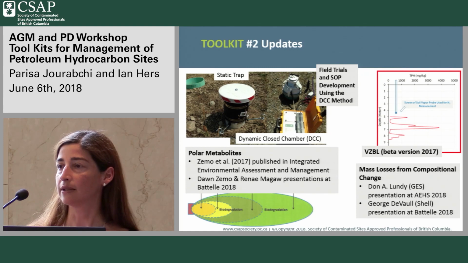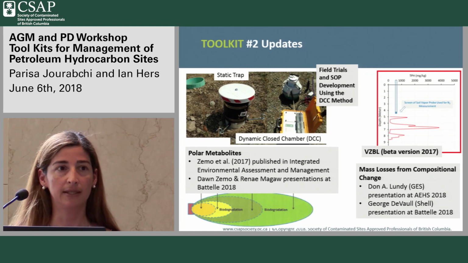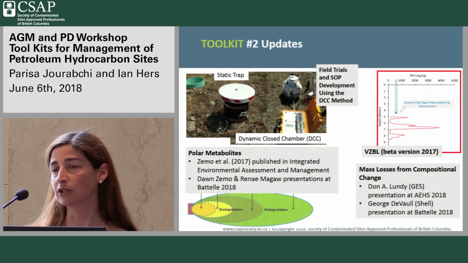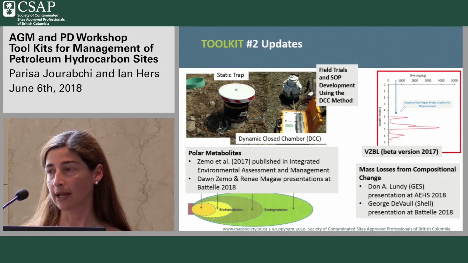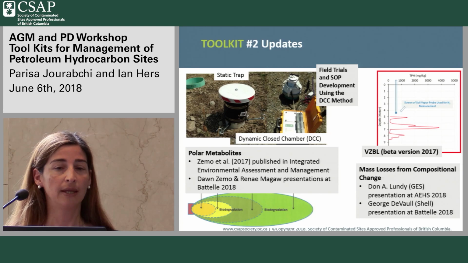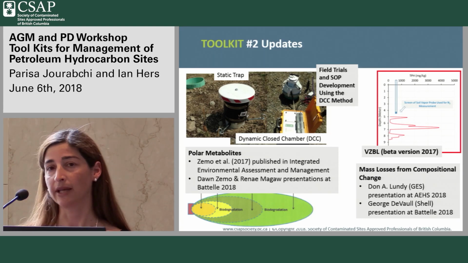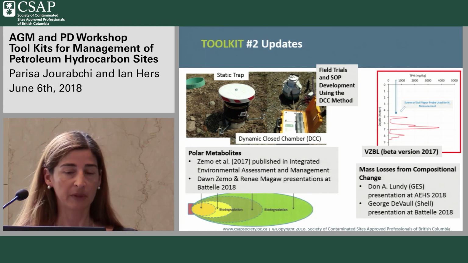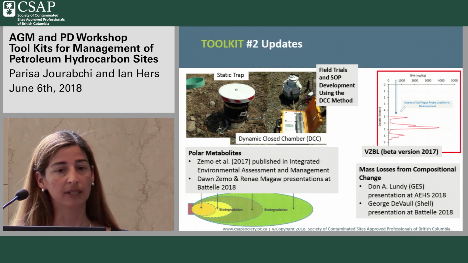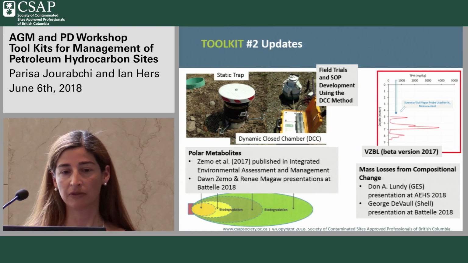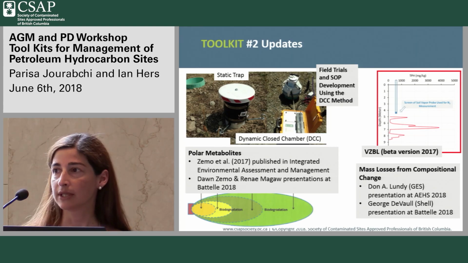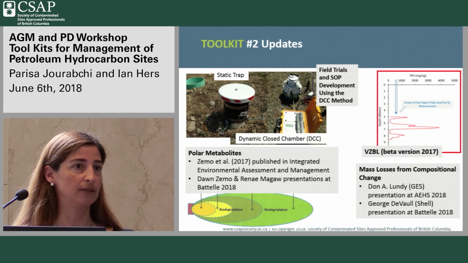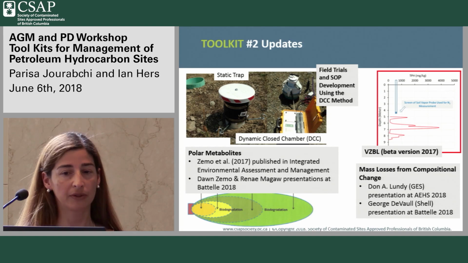There is also the development of the VZBL model, which has been updated, and a new beta version was released last year, and that one includes taking measurement of soil gas, of nitrogen in soil gas, to be able to estimate the methane flux that's generated from anaerobic biodegradation in the subsurface. So a bit of an improvement to that model, which we would like to include as an update to Toolkit 2. There's also been very recent new findings on the influence and toxicity of polar metabolites, and so we would like to be able to update with the new information on that for groundwater remediation.